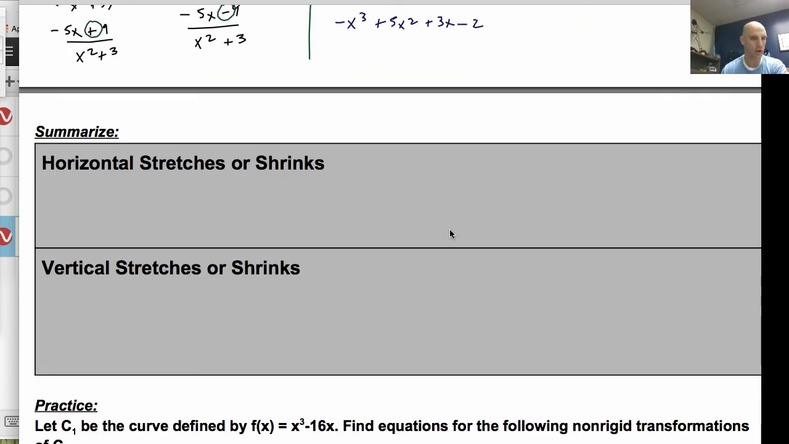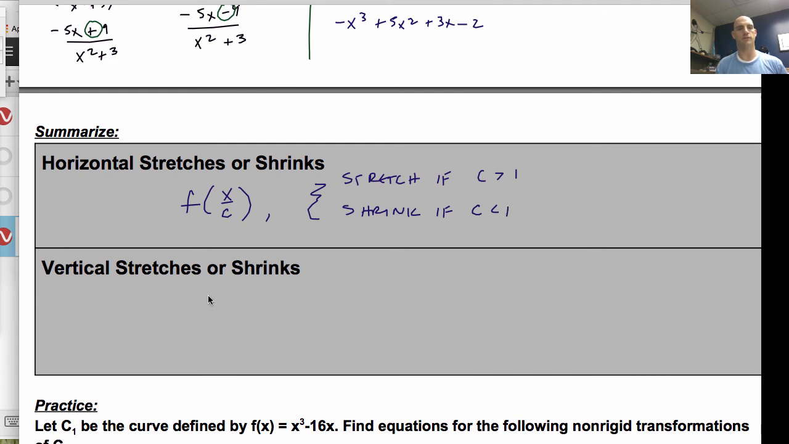Horizontal stretches or shrinks. What we can do is take a graph and smush it, or stretch it, or smush it vertically or stretch it vertically. The way that we do this looks like this: f of x over c. This is the equation for a horizontal stretch. It's a stretch if c is greater than 1. It's a shrink if c is less than 1. You're going to see how this works.